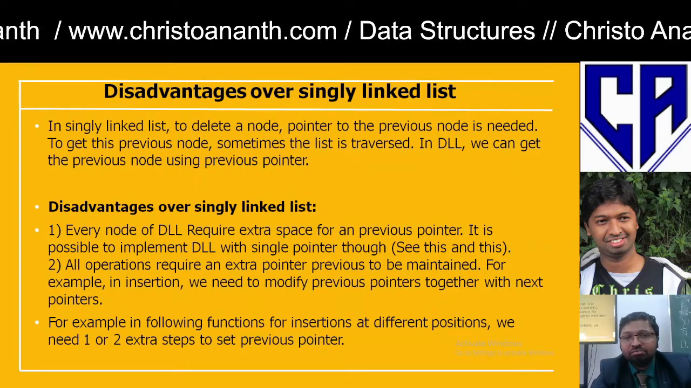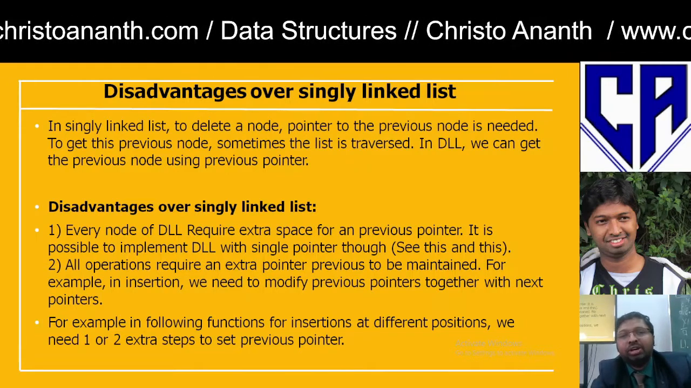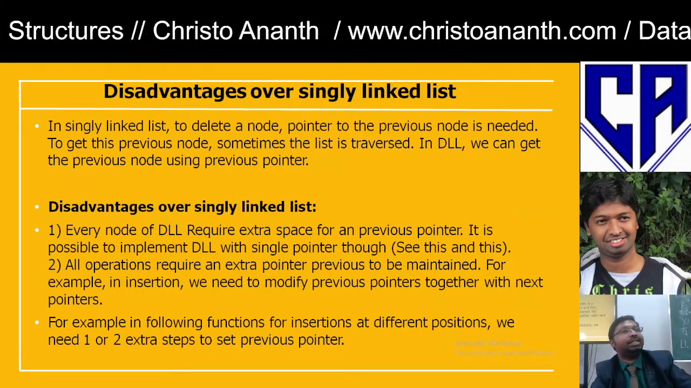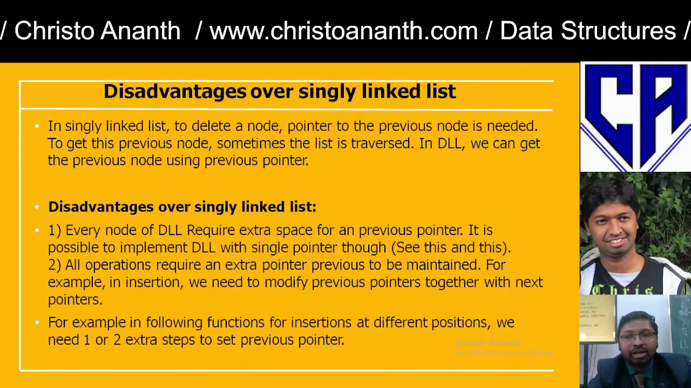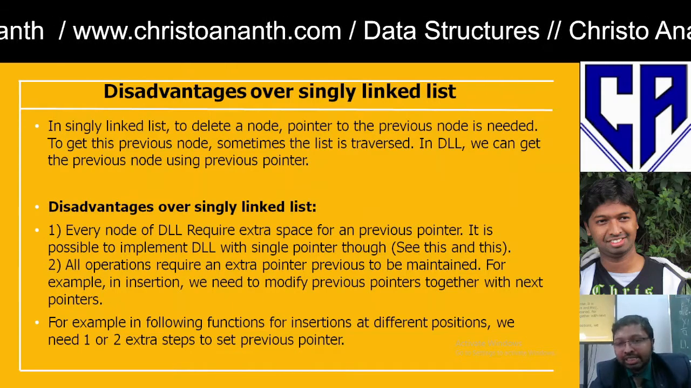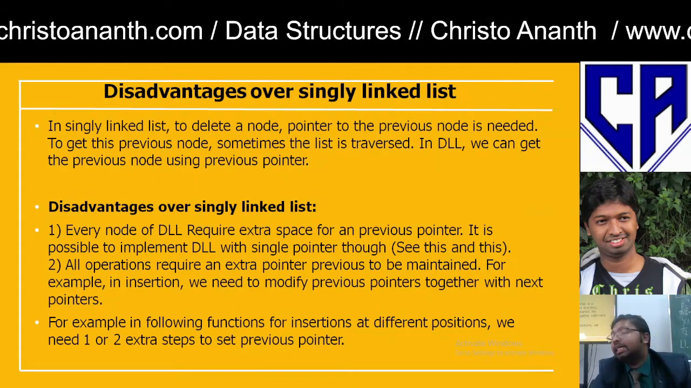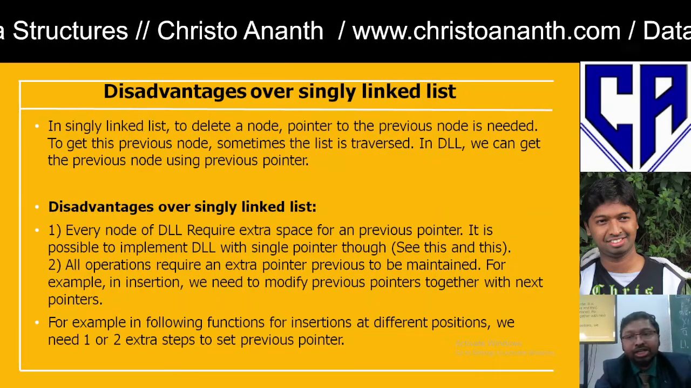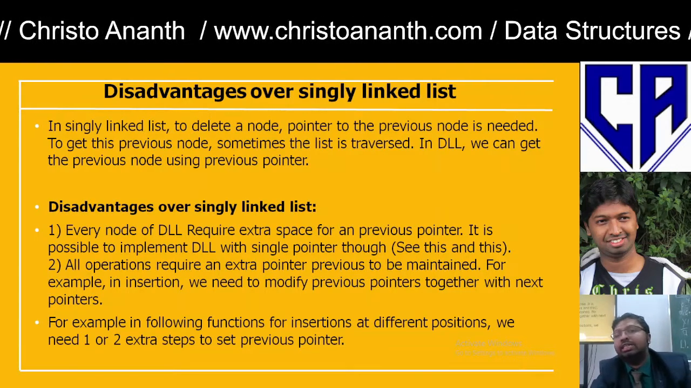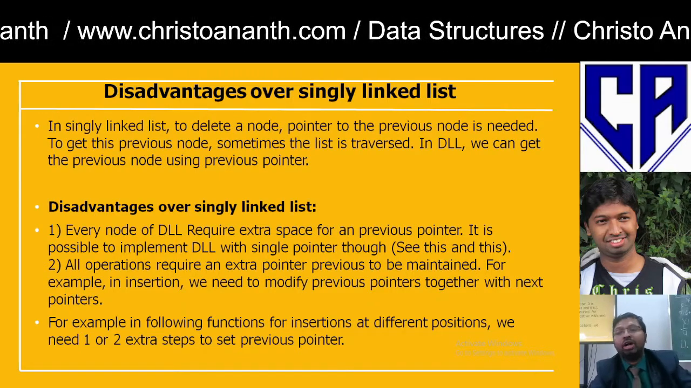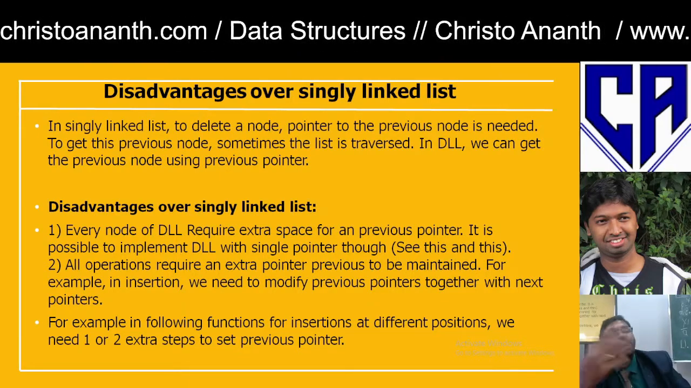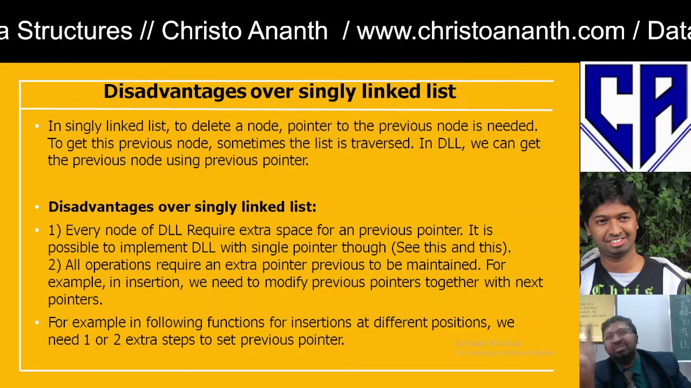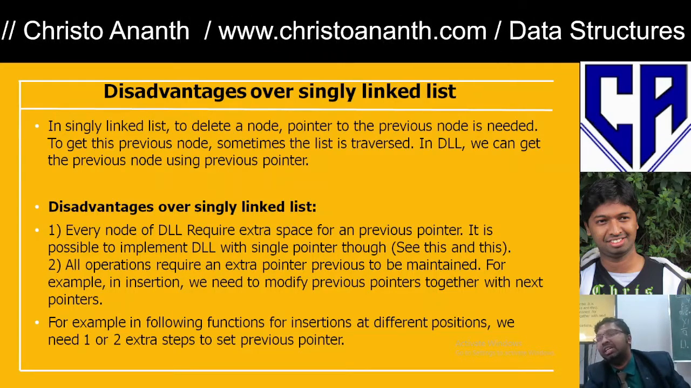On the positive side you can implement a doubly linked list with a single pointer, but you still have to have extra space. That's a disadvantage, and all operations require an extra pointer. For example, in the case of insertion we have to modify the previous pointers, only then can we insert a particular node. So you have to modify the previous pointer along with the next pointer. That's a small disadvantage of the doubly linked list.